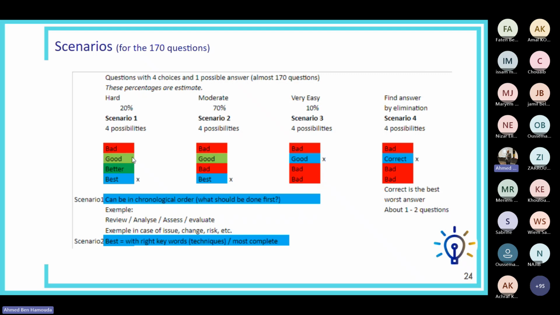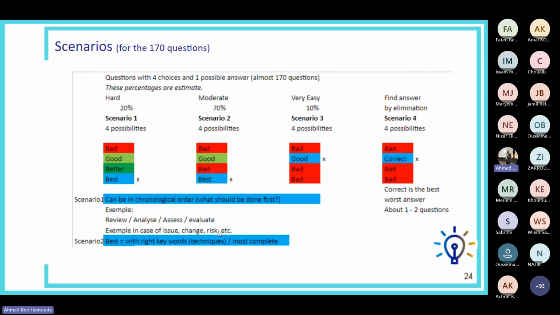And now you think any one of them could be the good answer. So usually there is a good answer, there is a better one, but we are definitely looking for the best. Usually the best answer is the one that comes first in chronological order, especially if the question asks what should be done first. So usually this scenario one is for the questions what should you do first, okay. So you eliminate one answer and you're left with three, and you're definitely going to pick the answer that comes first in chronological order. And as we said, it starts with review, analyze, assess, evaluate, especially in the case of an issue, a change, a risk, etc. All right.